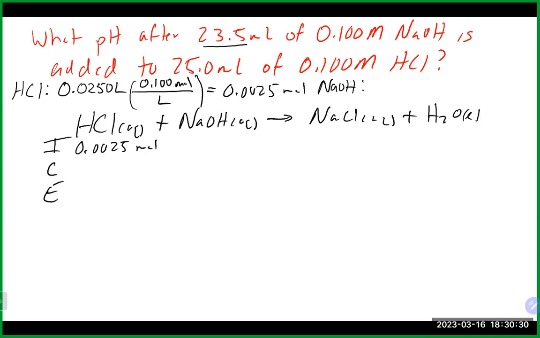We'll do the same thing for the sodium hydroxide. Once again, we're going to convert this into liters, so that's 0.0235 liters, using the molarity of our sodium hydroxide, which is the same in this case. 0.0235 times 0.1 will give us 0.00235 moles. And once again, 0 here. Any questions so far?